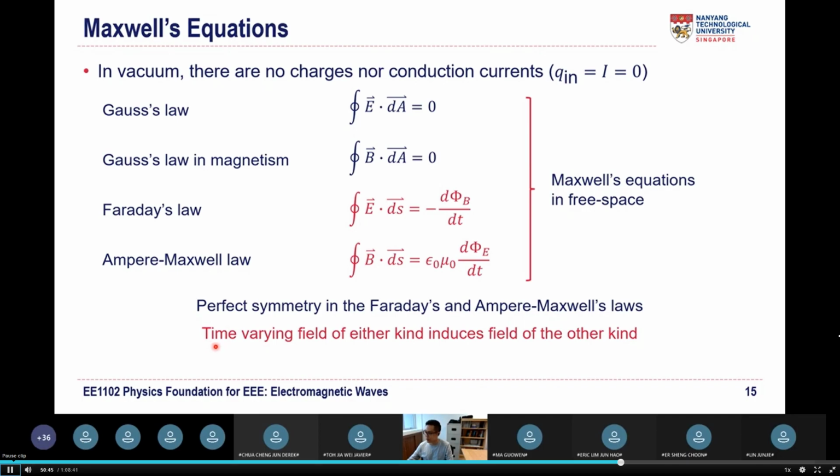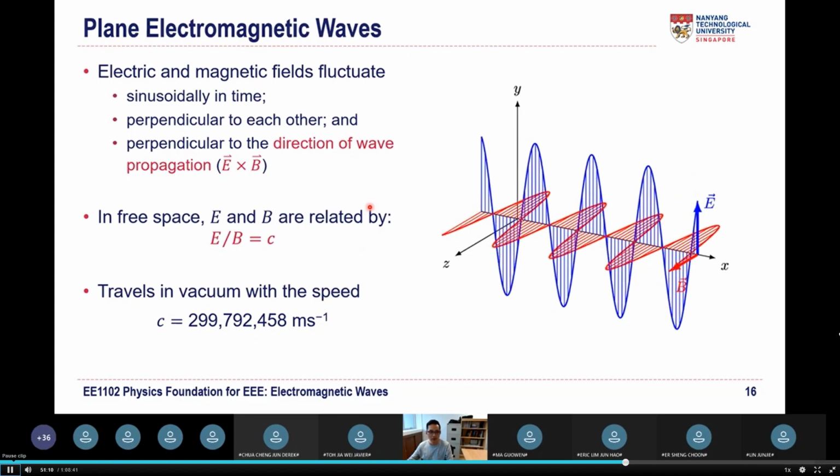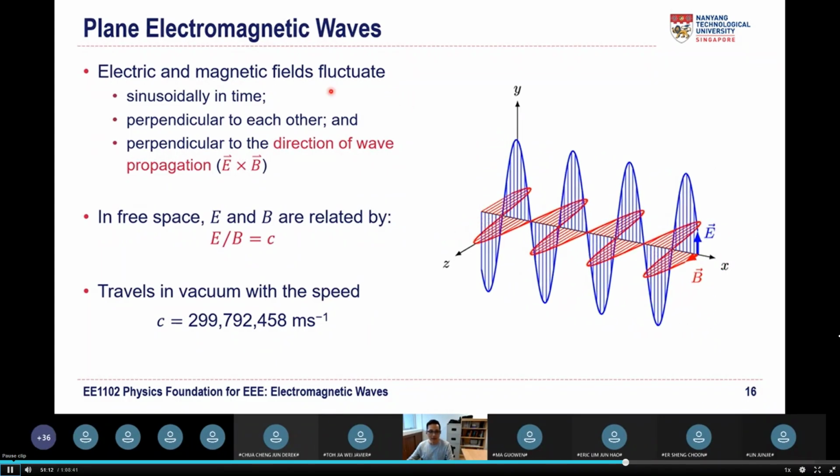So what this means, especially these last two, is that the time varying field of one kind is going to induce the field of the other kind, okay? And whatever it is, it will. So if something changes with time, the other will also be created, okay? So that's what that means. And that actually leads us to electromagnetic waves, okay?